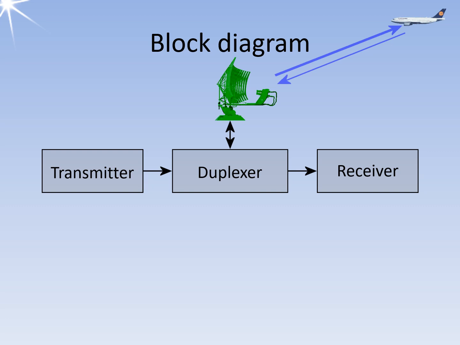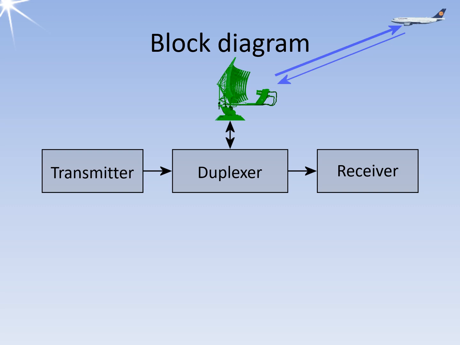If only one antenna is used, then a duplexer, or transmit-receive switch, is required. It switches the antenna to the transmitter at the moment of transmission and protects the receiver from overload due to the high transmission power. During reception, it routes the echo signals to the receiver with as little loss as possible. The switching times must be as short as possible. These are in the range of a few nanoseconds.